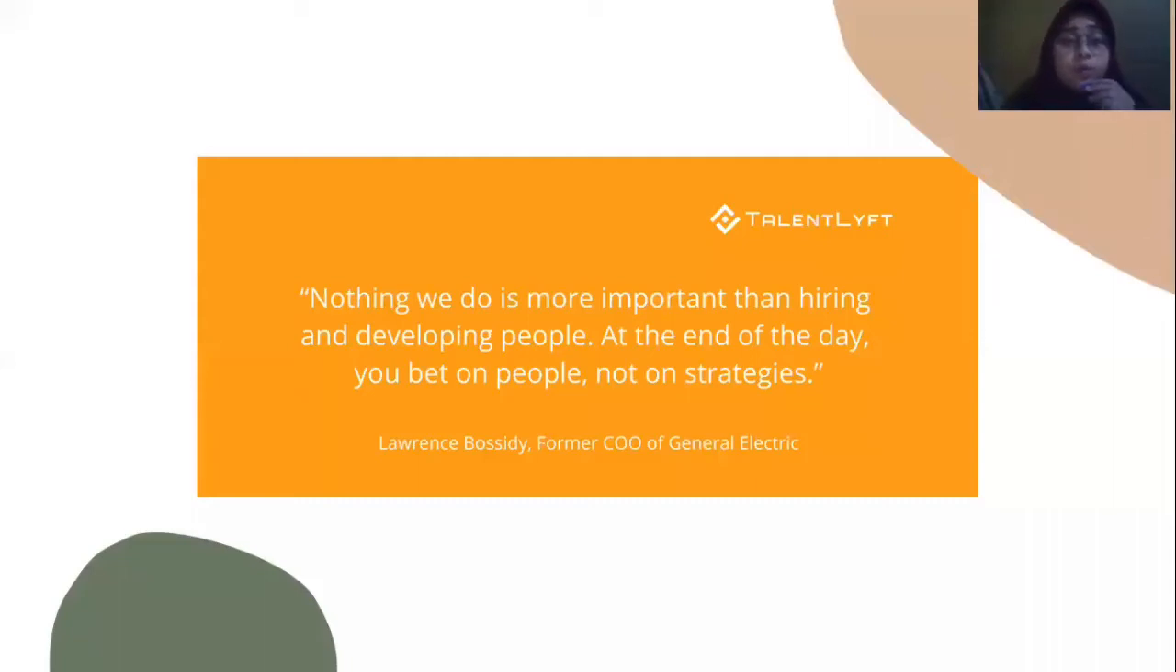Nothing we do is more important than hiring and developing people. At the end of the day, you bet on people, not on strategies.